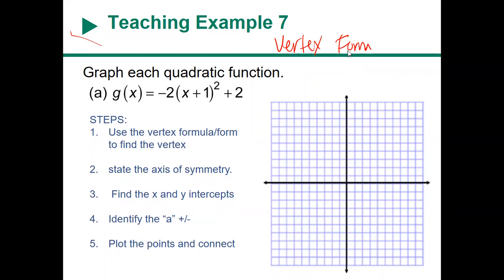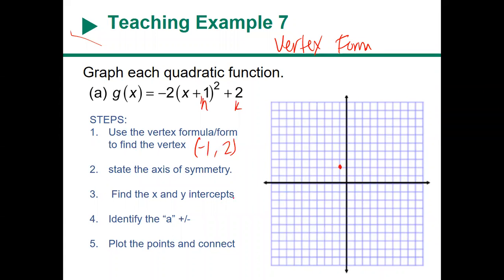3.1 continued. Graphing in vertex form. So for graphing in vertex form, the first thing you want to do is identify the vertex. And you can identify the vertex because you remember you have your H and your K. And remember that our X is a liar. So it looks like it's a positive one, but it's actually a negative one, and K is at 2. So your vertex would be at -1, +2. So here's my vertex.